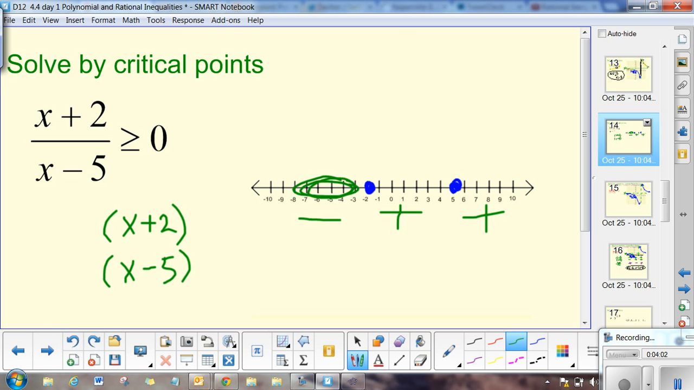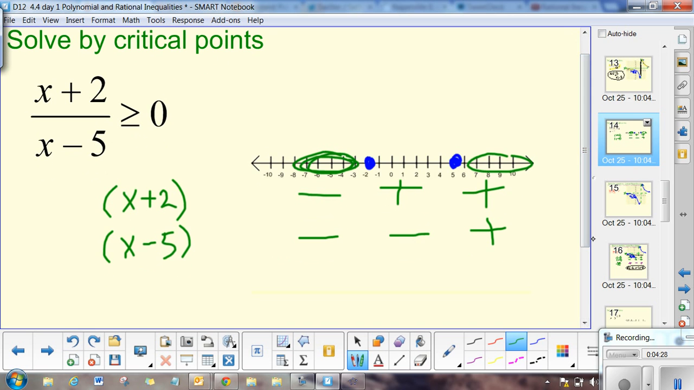Again, I'm going to check in here. Let's just say -6 minus 5. We know that that's a negative number. Let's try in here: 0 minus 5 is also a negative number. Let's try in here some number, 7 minus 5, and that's a positive number. Okay, so we have our grid.